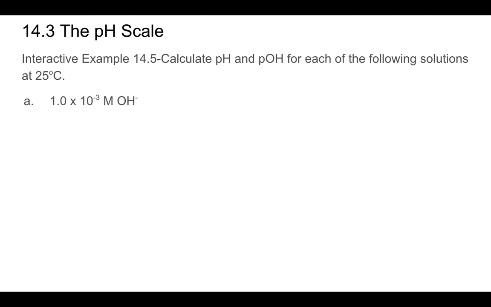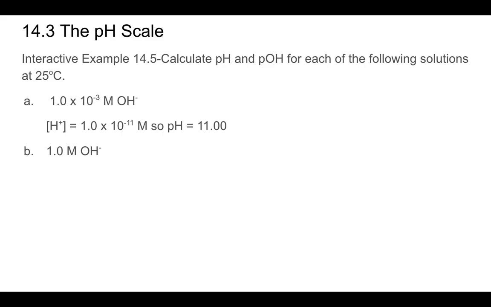So let's do an example out of the book here about pH and pOH. Let's calculate the pH and the pOH for this solution where the OH minus molarity is 1 times 10 minus 3. If the OH minus molarity is 1 times 10 minus 3, the H plus is going to be 1 times 10 minus 11. So your pH is going to be 11, your pOH is going to be 3, because the OH minus was 1 times 10 minus 3.